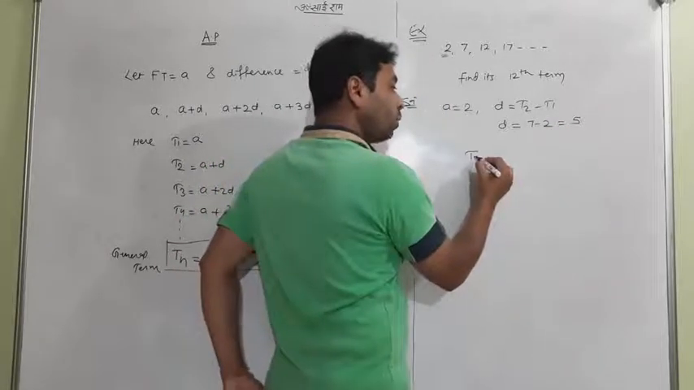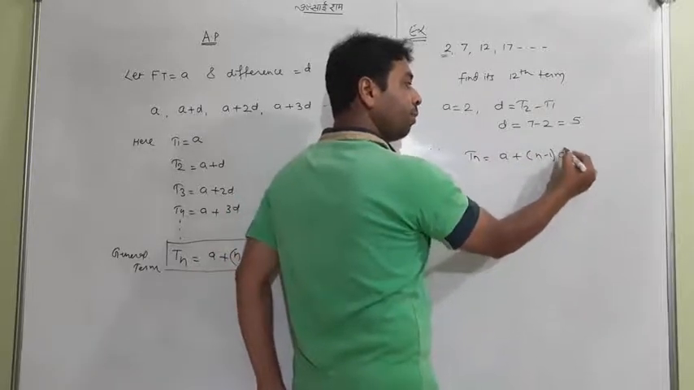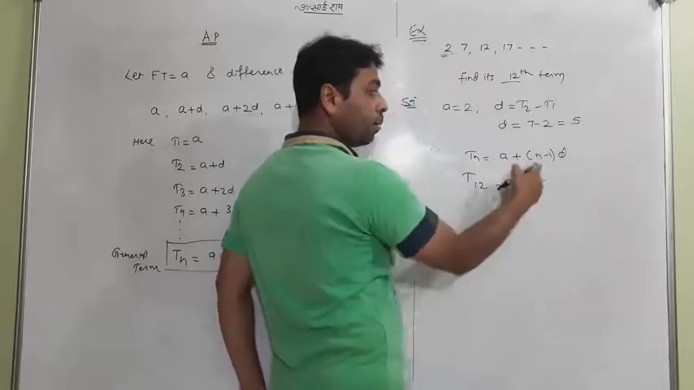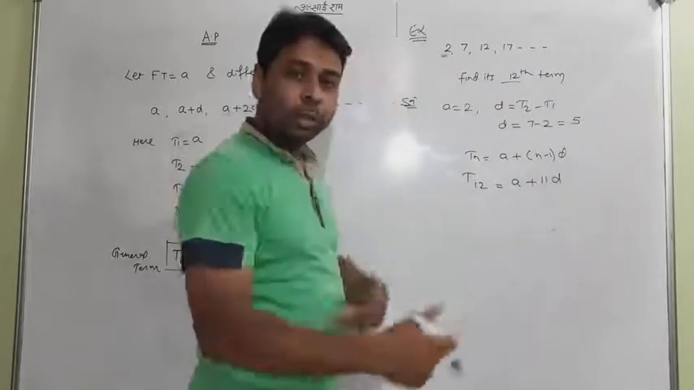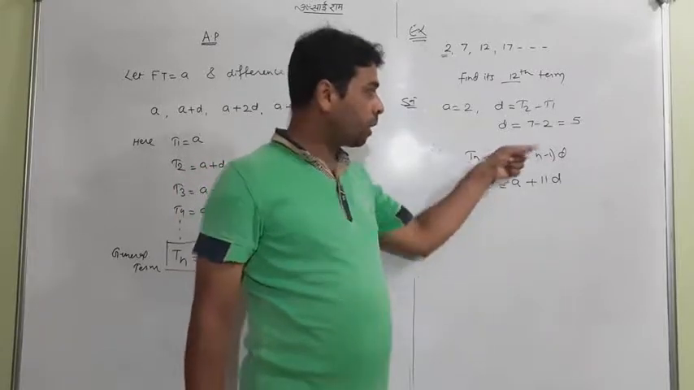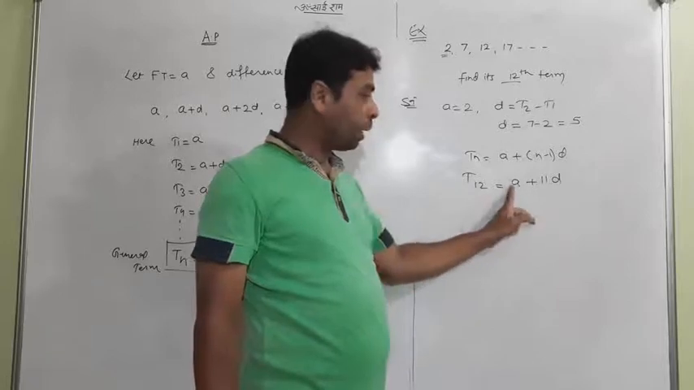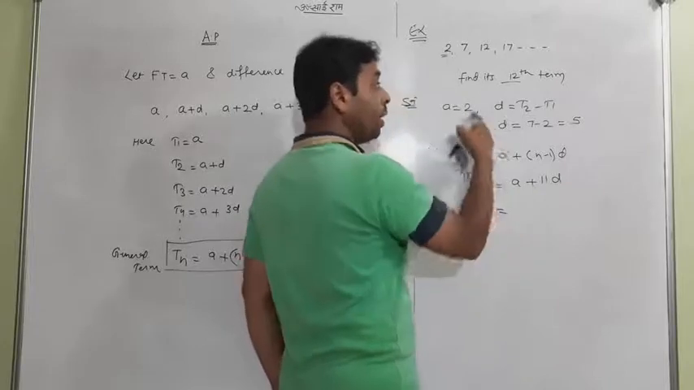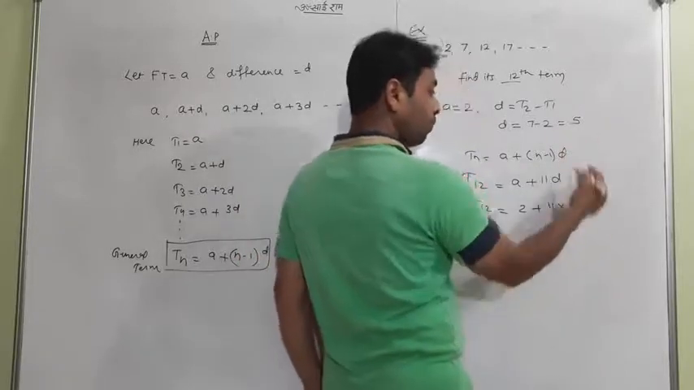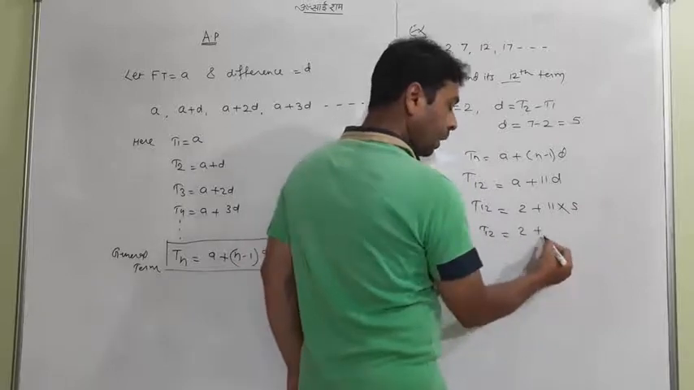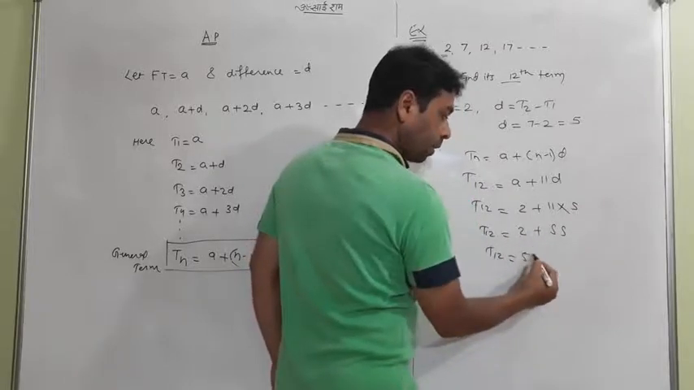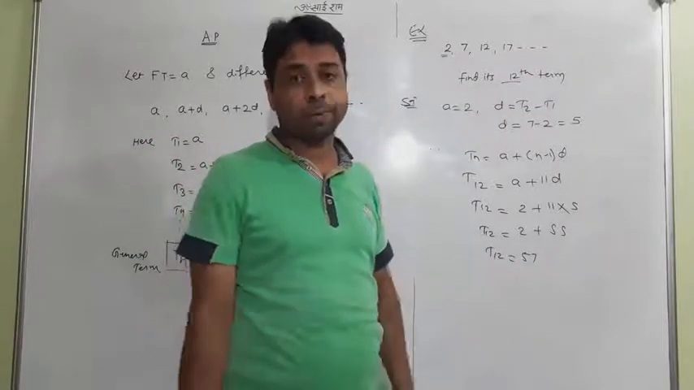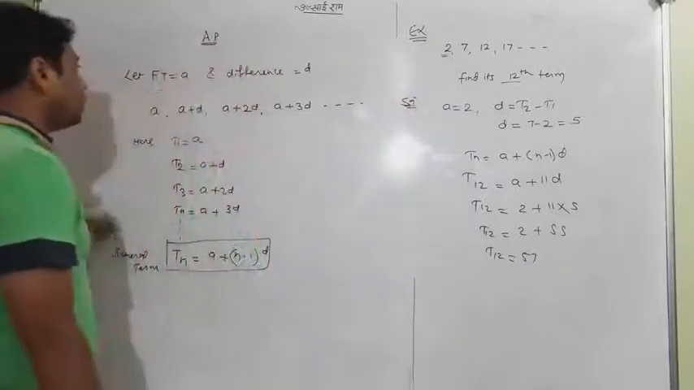Now we can use the formula of the nth term, and we want to find the value of the 12th term. What will the answer be? A plus 12 minus 1, that is 11D. Slowly, after practicing, we will not write this step, but only T12 is equal to A plus 11D, and put in the values. T12 equals A, which is 2, plus 11 times D, which is 5. 11 times 5 is 55, and this gives 57. So the 12th term will be 57. This is a very simple concept. Hope you have got it.